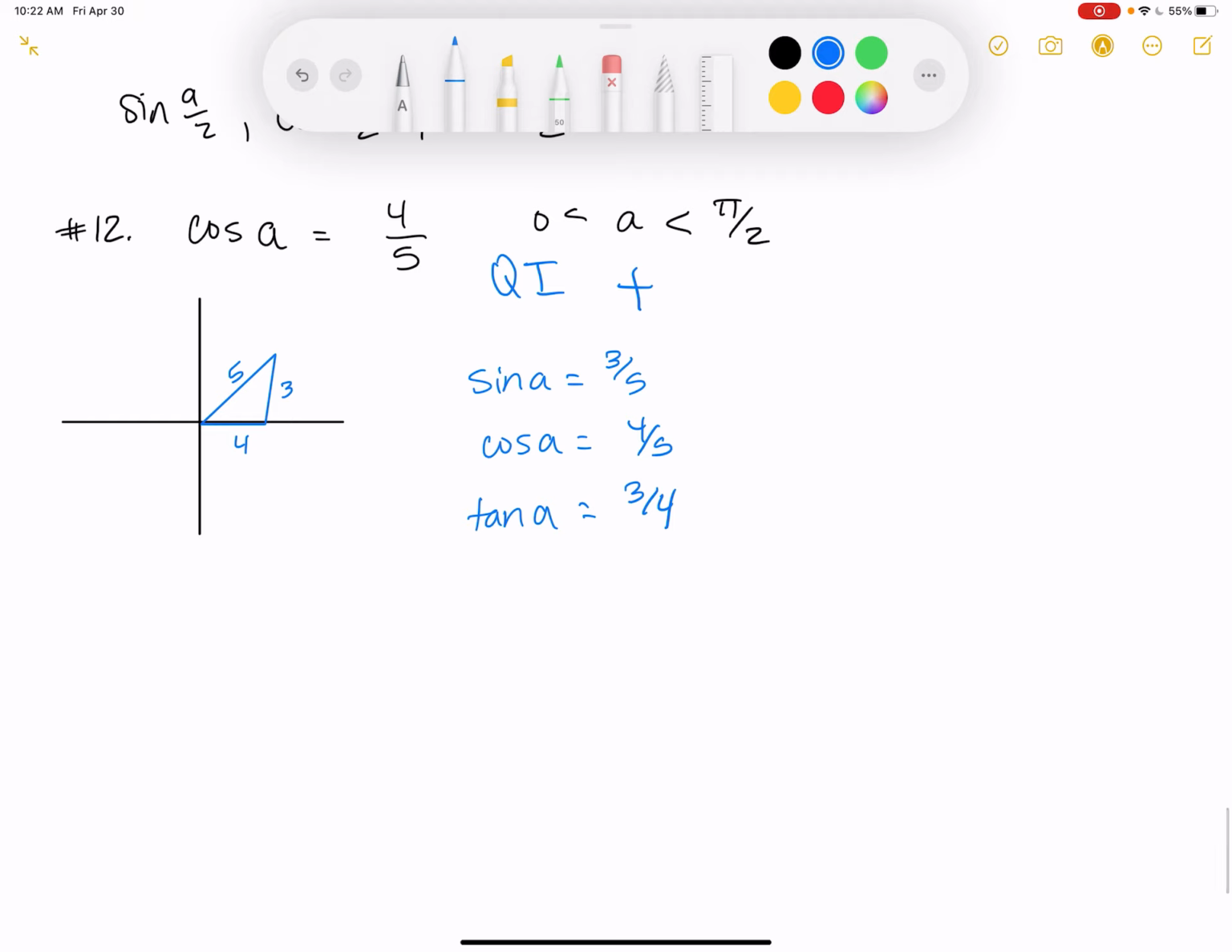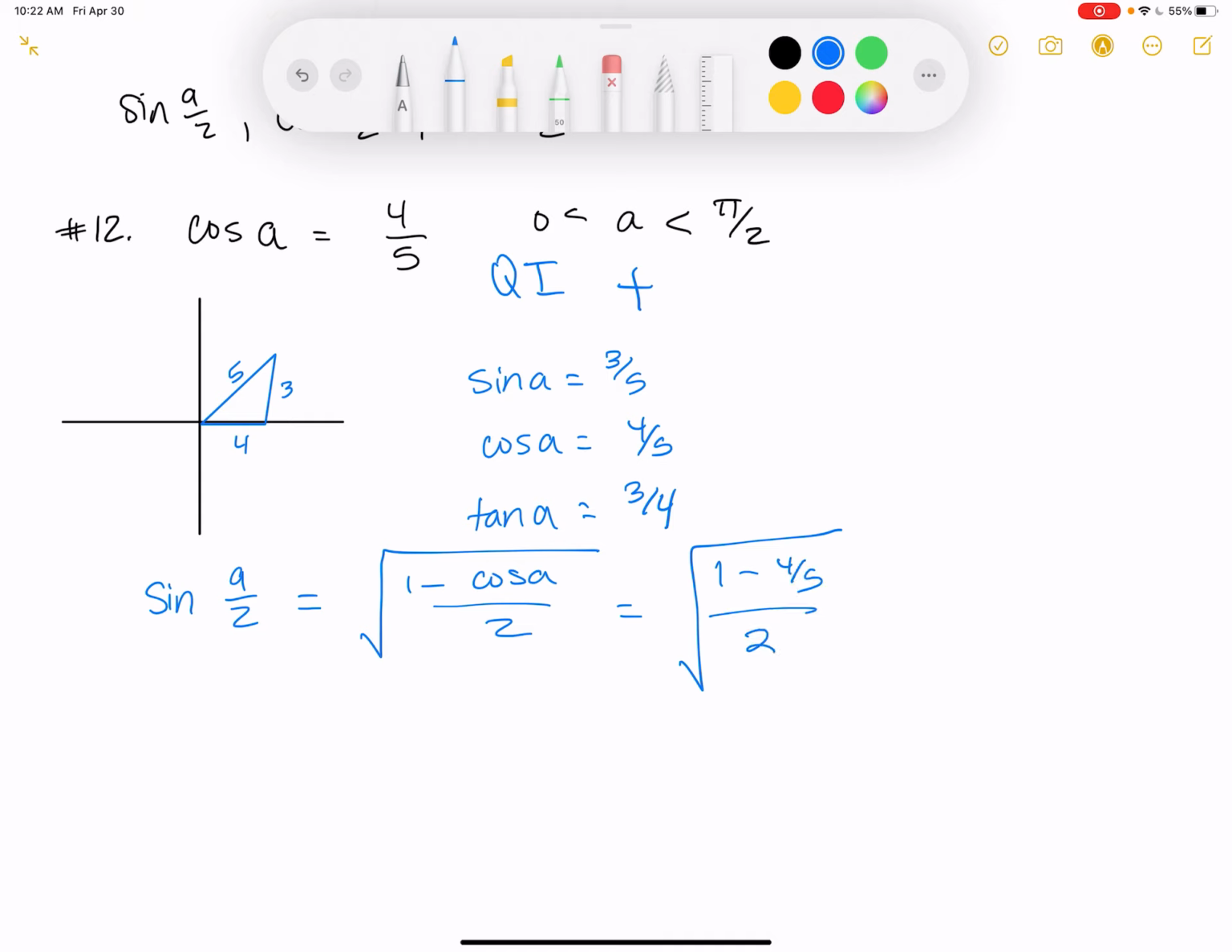So now the sine of A over 2 is equal to the square root of 1 minus the cosine of A, over 2. I know what the cosine of A is equal to. It's 4 over 5. So 1 minus 4 over 5, divided by 2. Remember this 1 can be rewritten as 5 over 5.